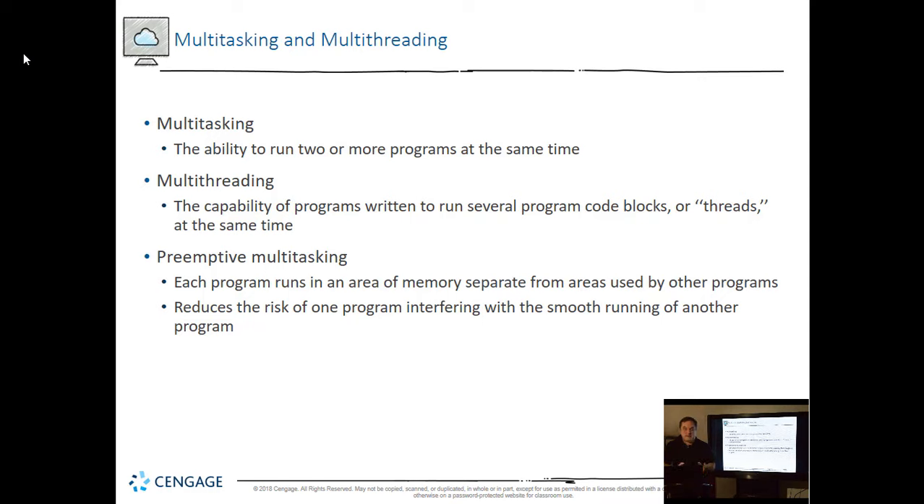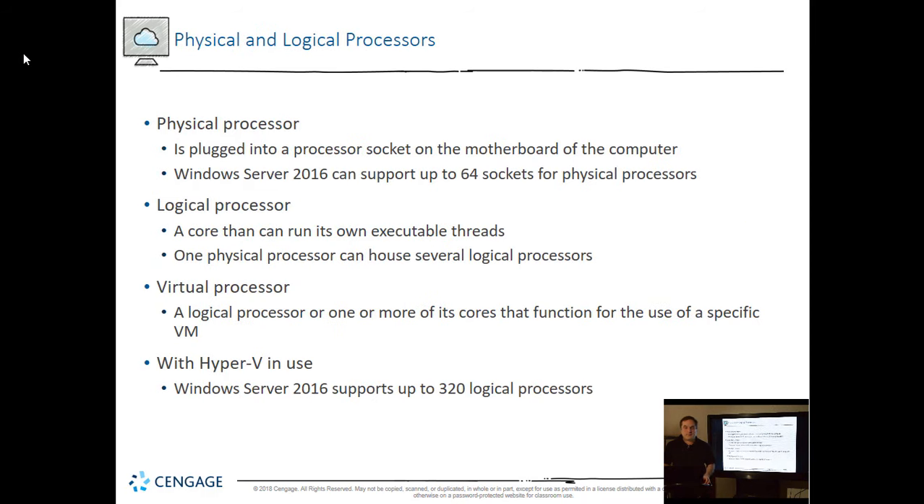Then you have preemptive multitasking, where each program runs in an area of memory separate from areas used by other programs. And that's really important, because if you don't have this preemptive multitasking, what used to happen back in the Windows 95 and 98 days was that you would have programs trying to run in the same memory space. So what Windows does is it sees ahead of time that these programs are going to do that, and then it separates those memory spaces even before they start to run.